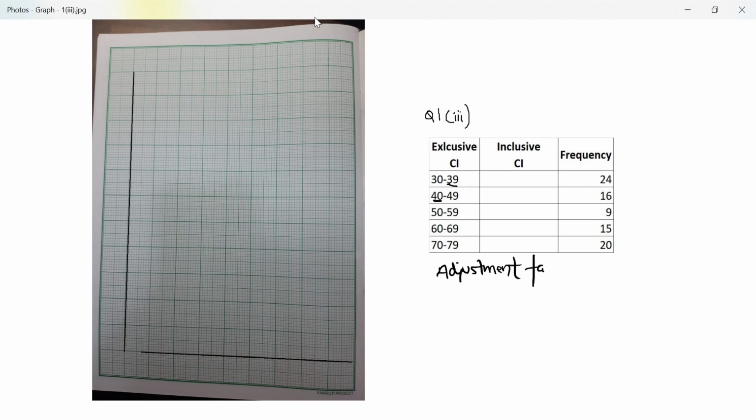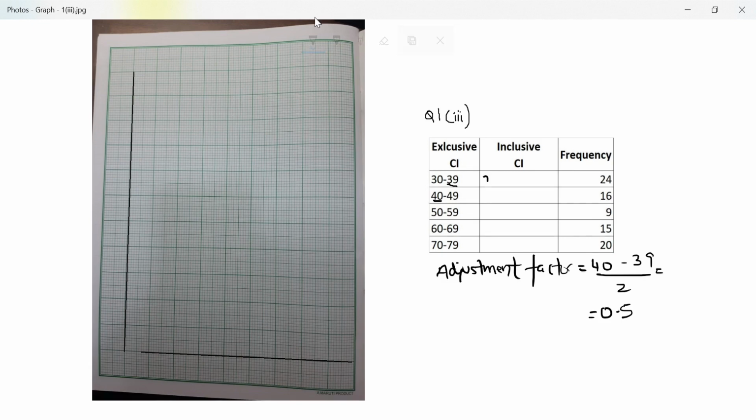So my adjustment factor will be 40 minus the lower limit of 1 minus the upper limit of the previous one, divided by 2, which is equal to 0.5. So I add 0.5 to the upper one and subtract 0.5 from the lower one.